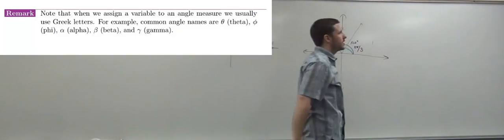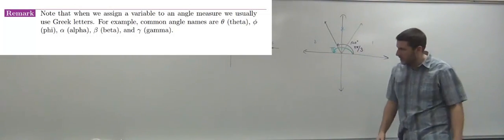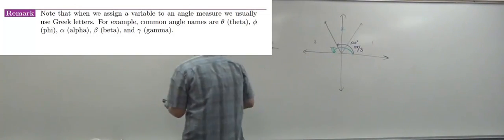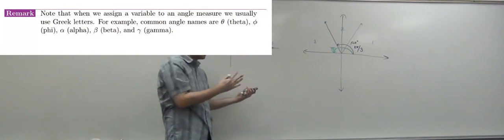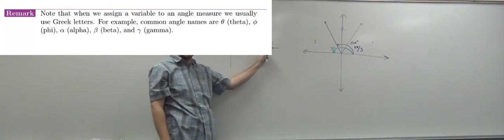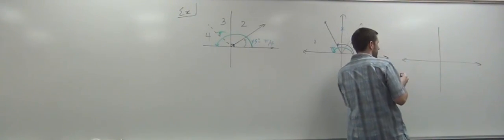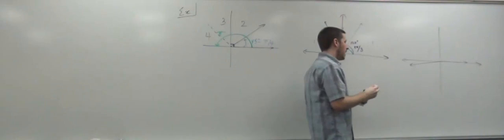I put a remark up here. Note that when we assign a variable to an angle measure, we usually use Greek letters. So these angles you know, right? Because I broke pi into 4 equal sectors, so you know this measurement is pi over 4. But if I just randomly draw 2 rays, right? I'll put my first ray on the positive x-axis, but then I'll just make some random ray down here. I might not have any idea what this angle measure is.